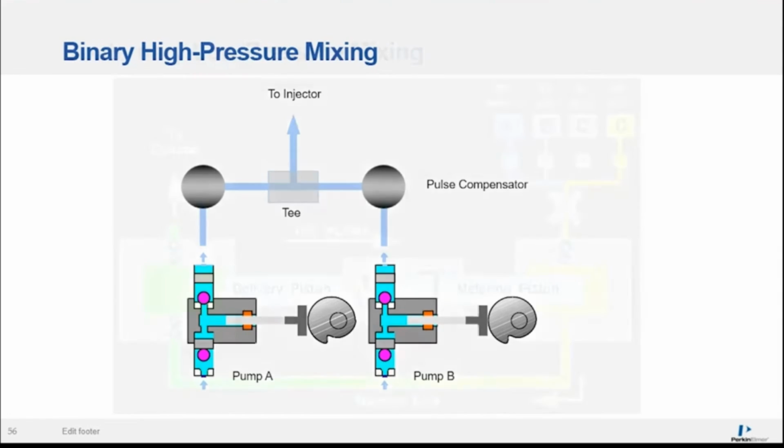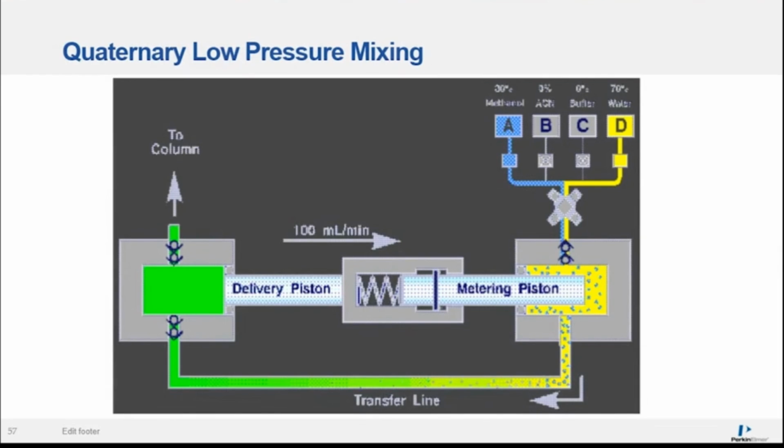This is an example of a low-pressure mixing system. This happens to be a schematic of the PerkinElmer Flexar analytical pump. Here it's a quaternary system. You have 4 solvents, A, B, C, and D, and they combine here in a proportioning valve, and then they go on to the piston. So that's what we mean by a low pressure mixing system.